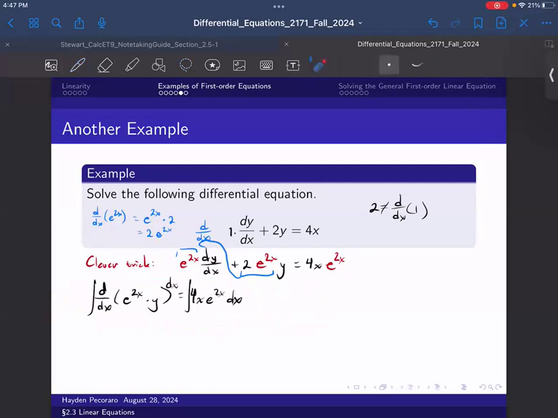So on the left side, these two just cancel each other out. Right, that's the fundamental theorem of calculus at work. And on the right side, we might have to do some integration by parts for that, but that's okay, we can do it. So here we have e to the 2x times y equals, and then integration by parts, we've got 2x e to the 2x minus e to the 2x, I think.